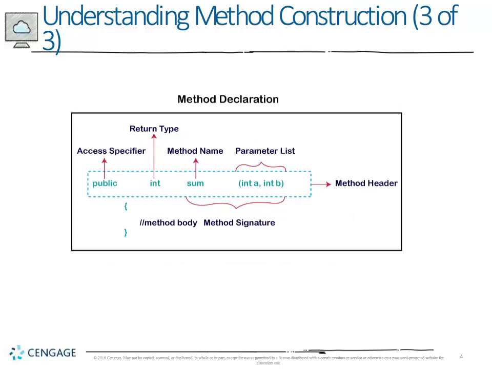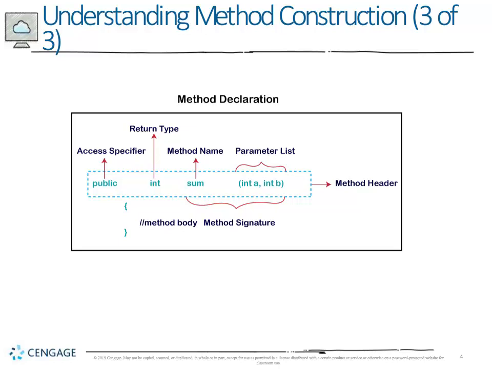The method declaration provides information about method attributes such as visibility, return type, name, and arguments. It has 6 components that are known as the method header, as we have shown in this figure. The first one is the access specifier. The access specifier or modifier is the access type of the method. It specifies the visibility of the method.